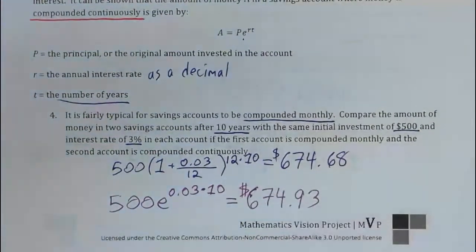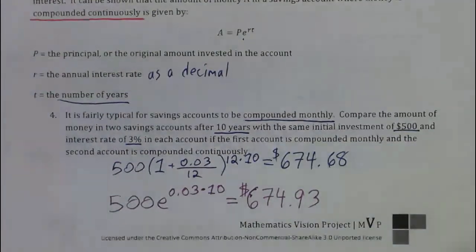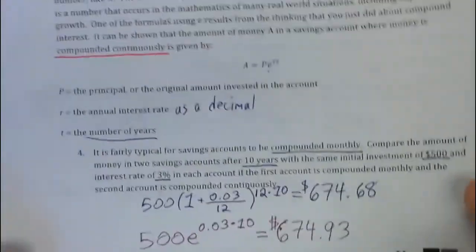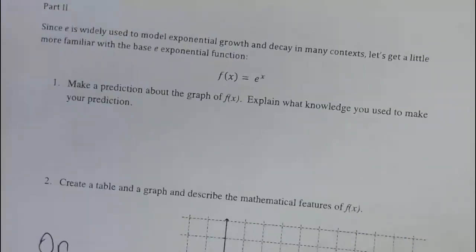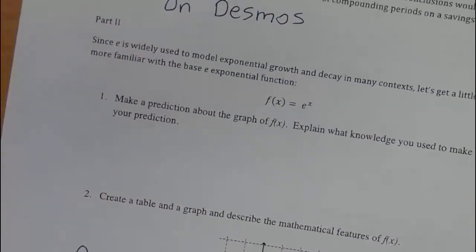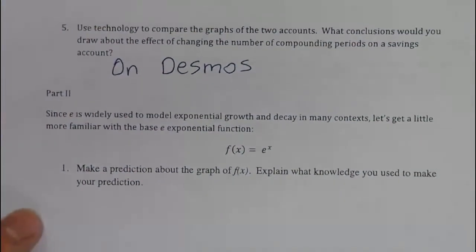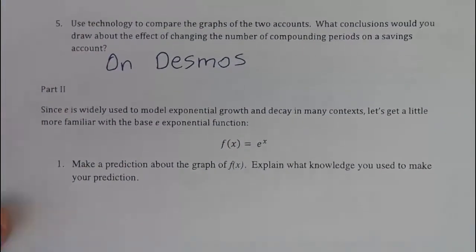So not too different. We're only getting almost 30 more cents, but any more money, I guess, is a good thing. And so that's kind of the difference between compounding monthly and compounding continuously between 2 financial institutions. In a later part, we're going to look at Desmos with these 2 accounts to see when they would be equal to each other after how much time, or when they might be above or below each other. And that is something that we'll look at a little bit later on.